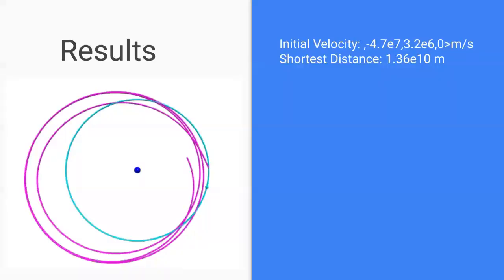The results for this section of the lab can be seen on the left here, where the path of the spaceship is represented by the purple line. The moon that orbits the planet is the turquoise line, and the planet is the blue ball. The initial velocity came out to be negative 4.7 times 10 to the 7, 3.2 times 10 to the 6 in the y direction, and 0 meters per second in the z direction. The shortest distance came out to be 1.36 times 10 to the 10 meters.